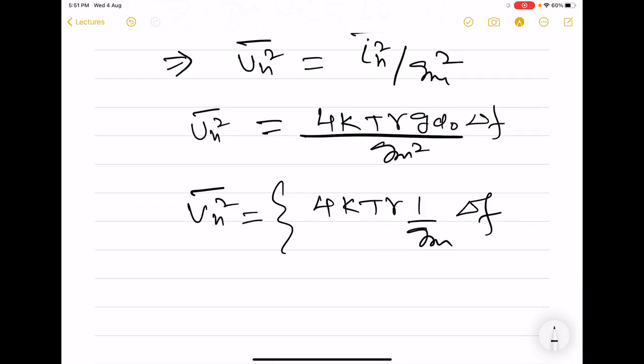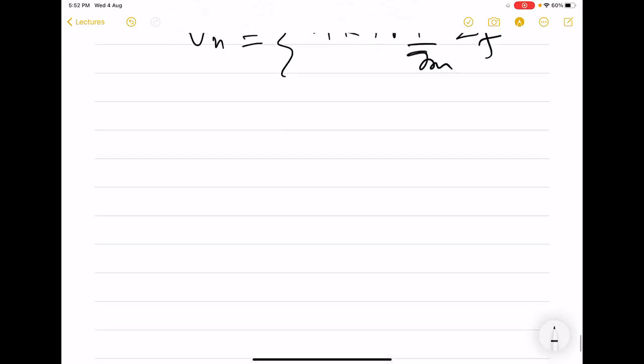So this is when we make this assumption. So this was the story of the thermal noise for these two components, that means resistor and MOS.